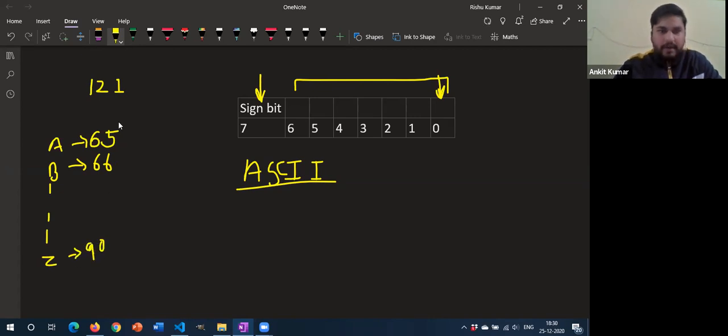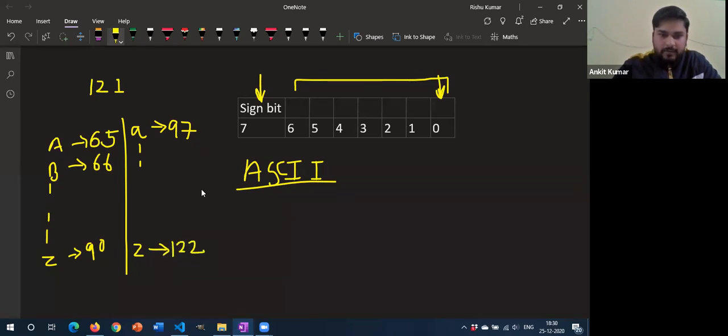Okay, so that was for capital letters. Similarly, for small letters, we have small a is equal to small a. When you press small a, then you will get 97. This is the code that has been given. And so on. When you move on to small z, the code is 122.